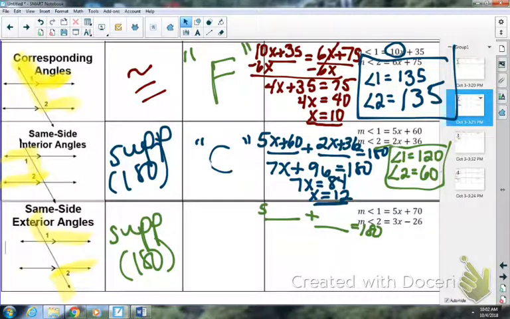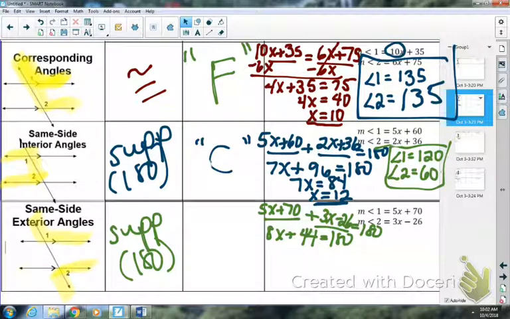So one of them is 5x plus 70. The other one is 3x minus 26. Everybody still with me? Okay, so let's combine terms here. What's 5x plus 3x? 8x, okay. What's 70 minus 26? 44, okay, so we're doing okay here. So we have 8x plus 44 equals 180.